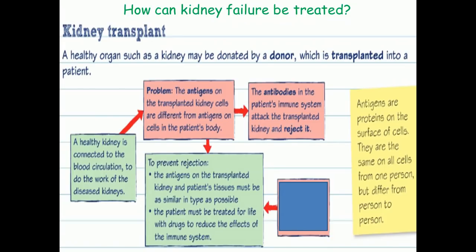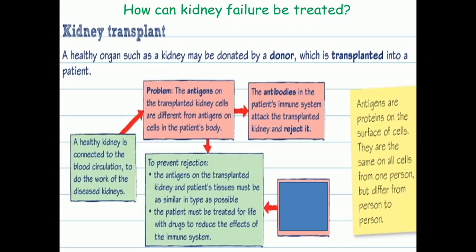Now, because your immune system attacks it, you must make sure it matches. The transplanted kidney must have the same antigens so that it can be accepted. One of the problems with kidney transplant is also after you've done the transplant with matched tissue, so there's no rejection because the antigens on the surface of the transplanted kidney cells are the same as the patient's failed kidney's antigens.